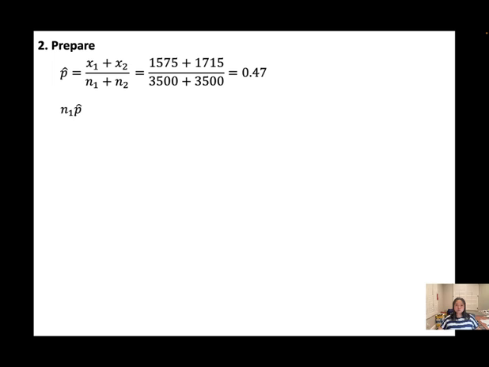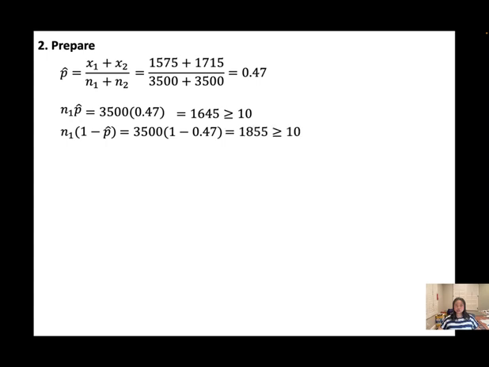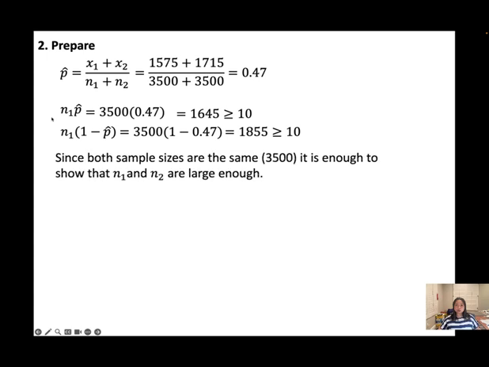Now we show the sample size 1 times the pooled sample proportion. Plug in the numbers to see if you get at least 10. Good, right? We're supposed to have another formula for n2, but for this example n1 is equal to n2. Both of them are 3,500, so you don't have to check it one more time. Since both sample sizes are the same, it is enough to show that n1 and n2 are large enough.